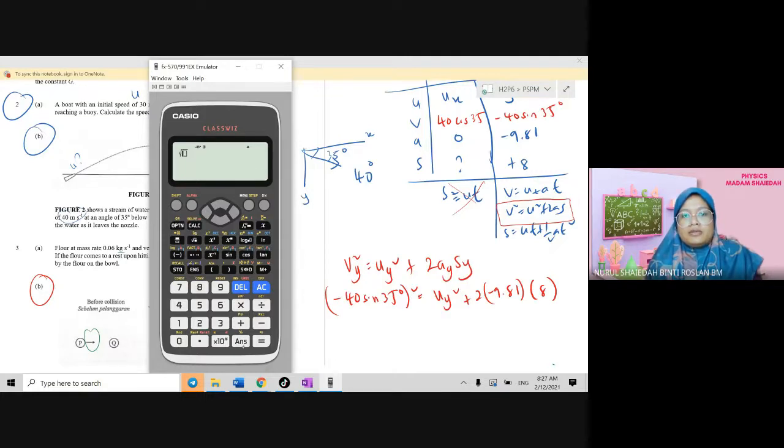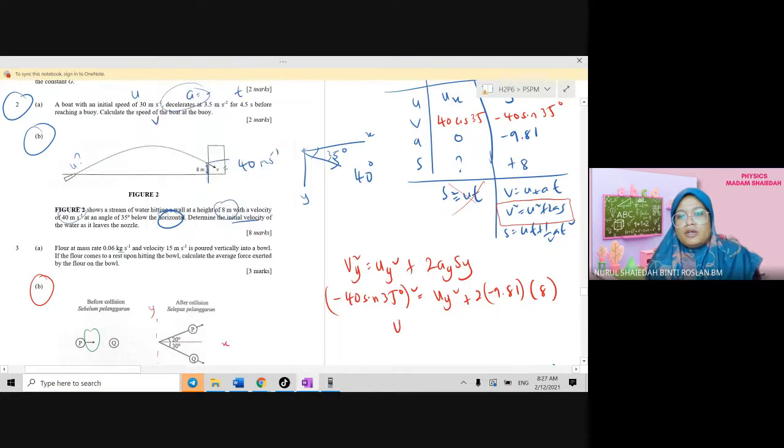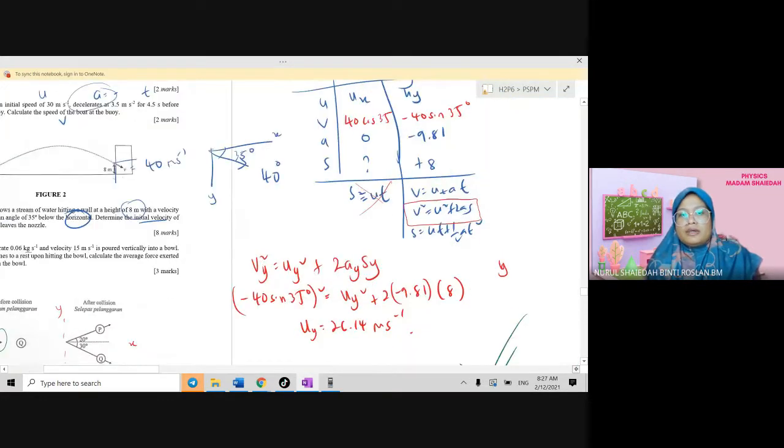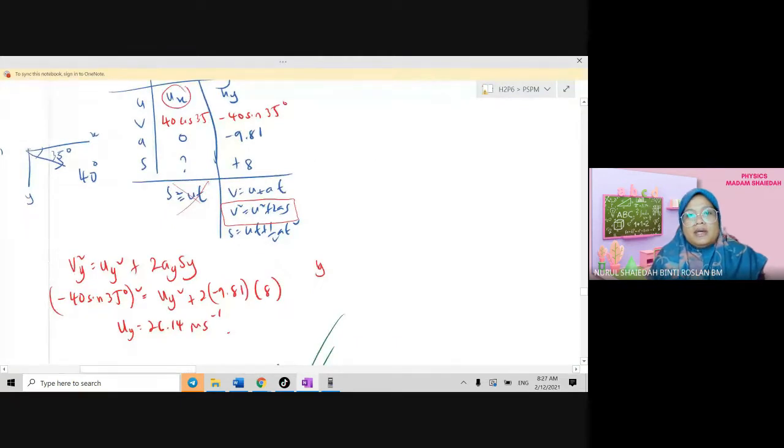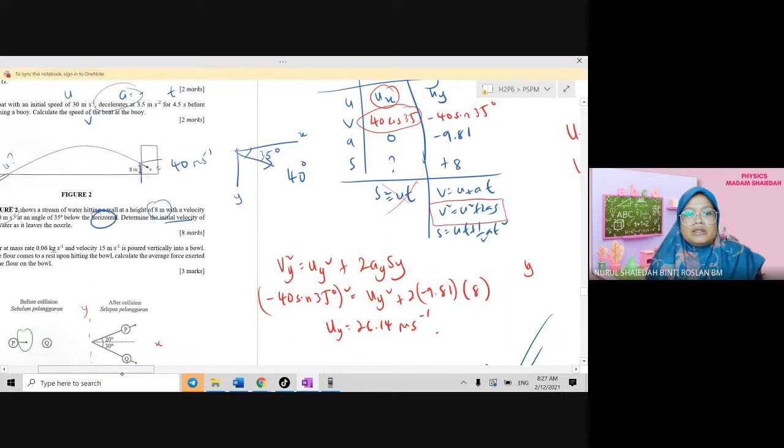So saya dapat ni. And then square root the answer lah. So I will get 26.14. So my uy is 26.14 lah. Ms negative y. So this is my uy. Okay, so apa yang saya boleh buat? Sebenarnya saya dah ada ux sebab vx sentiasa sama dengan ux. So ux saya adalah 40 cos 35. My uy tadi 26.14 lah. So ms negative 1.